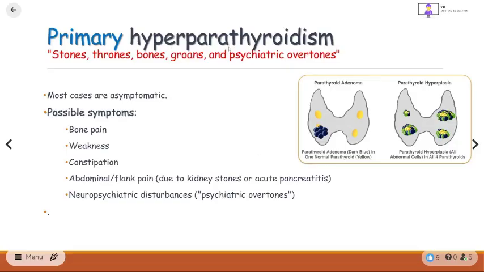So what are the symptoms of hyperparathyroidism? They are the symptoms of hypercalcemia and hypophosphatemia: bone pain, weakness, constipation, flank pain because of kidney stones, or abdominal pain because of acute pancreatitis. High levels of calcium are a cause of acute pancreatitis, if you guys remember, just like increased triglyceride levels. It's one of the important causes of acute pancreatitis, hypercalcemia. And neuropsychiatric disturbances because it affects the brain, so psychiatric overtones. So stones, thrones, bones, groans, and psychiatric overtones.